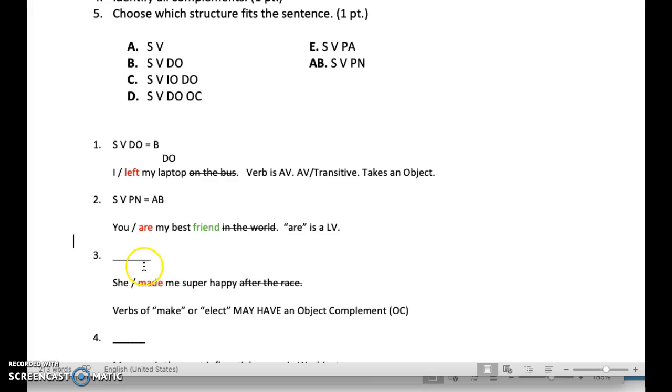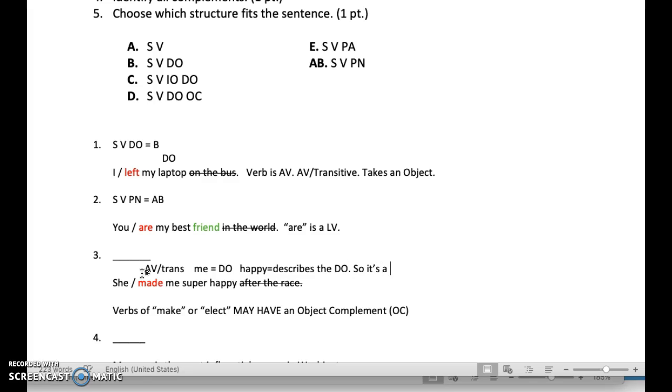Well, so if made is an action verb, which it is, it is one of those make or elect verbs. This one happens to be transitive, right? You made what? Transitive. That's how we know it's transitive. The question what in the sentence is me, right? You made me super happy. So me is going to be the direct object. Happy describes the direct object.